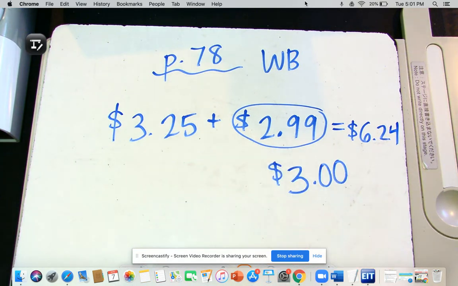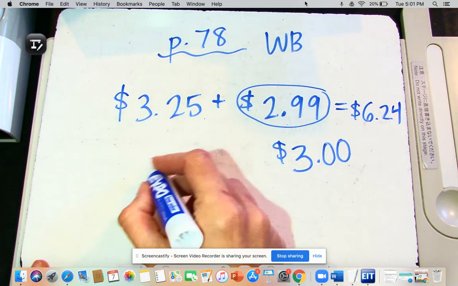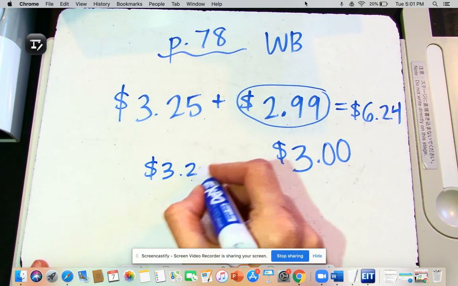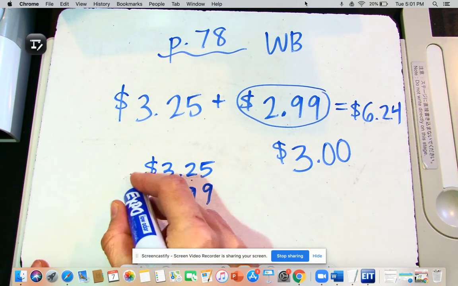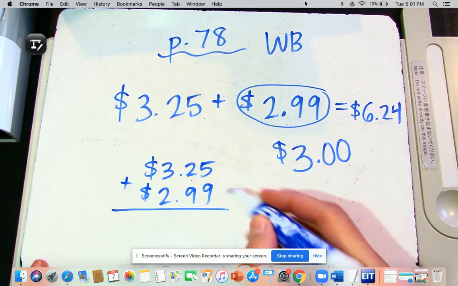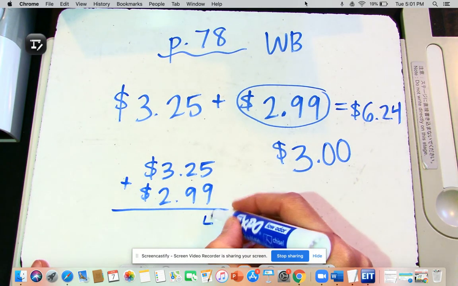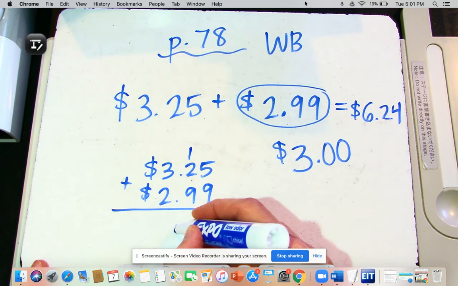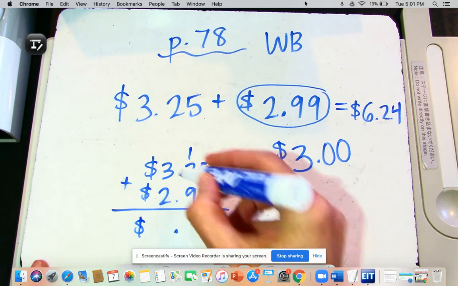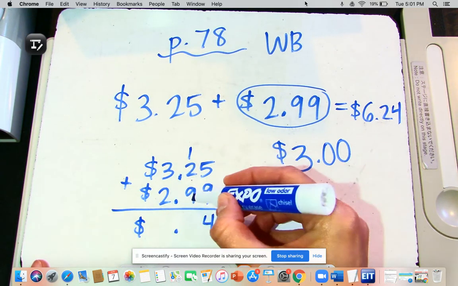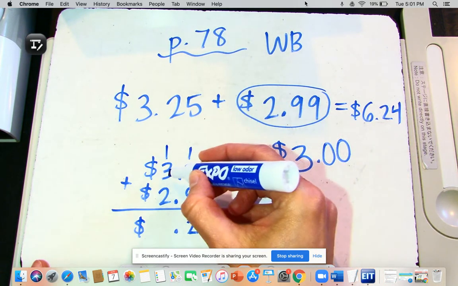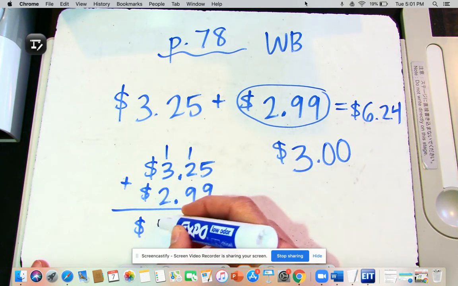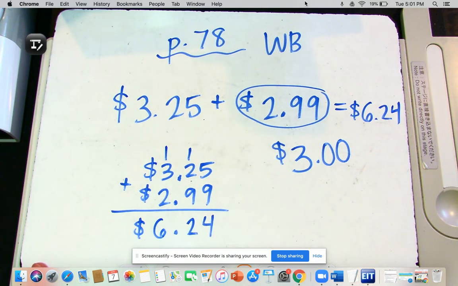Now, if that strategy doesn't make sense to you, you could always go ahead and just use the vertical algorithm. Let's try it. $3.25 plus $2.99. See if we get the same answer. 9 plus 5 is 14. We'll rename it. Whoops, let me do my decimal and my dollar sign. All right, 9 plus 2 is 11, plus 1 more is 12. 3 plus 1 is 4, plus 2 more is 6. Okay, and then we can see we got the same answer.